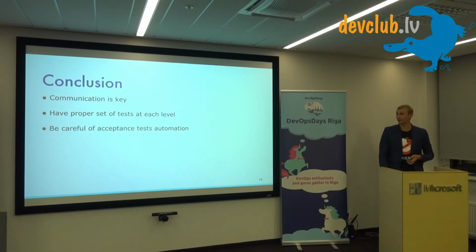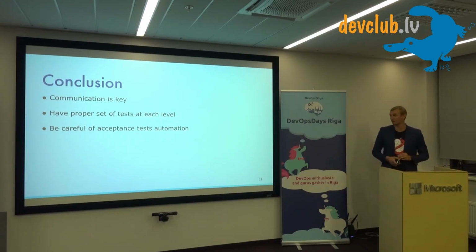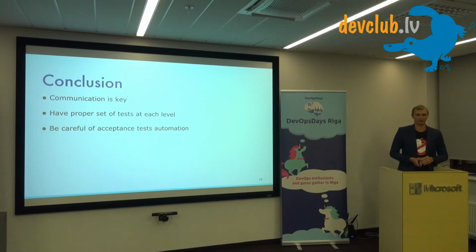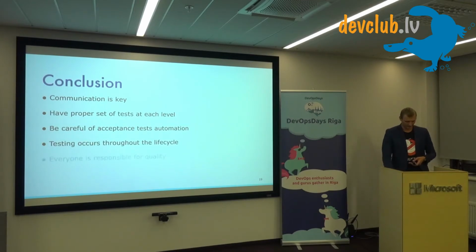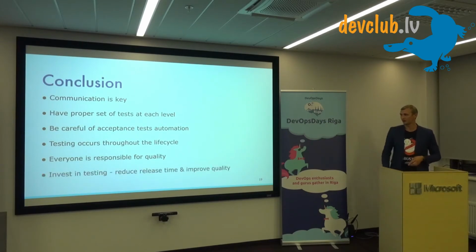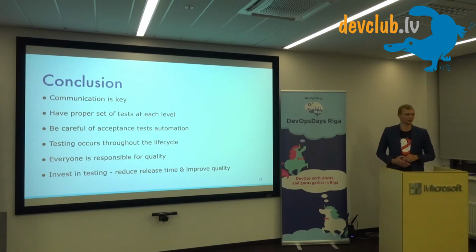And be careful of acceptance test automation, because as I mentioned, the team can go really fast from creating new automated acceptance tests to fixing breaking or flaky tests. So test automation has to be careful with this part. And testing occurs throughout the life cycle, and everyone is responsible for quality, and invest in testing, because it will reduce the time to release, and also the quality will be improved.